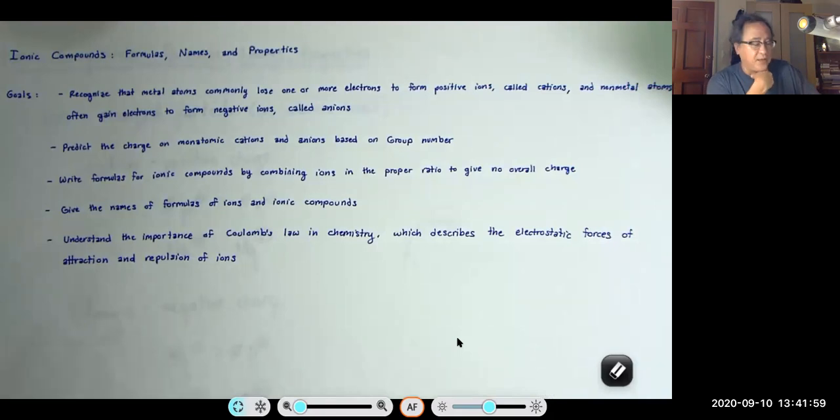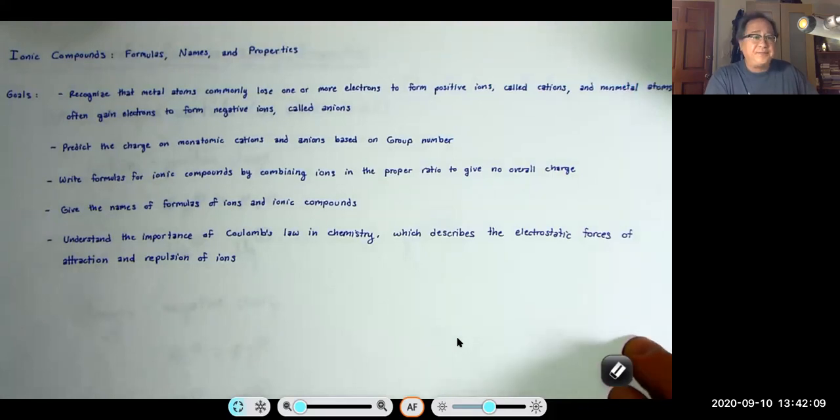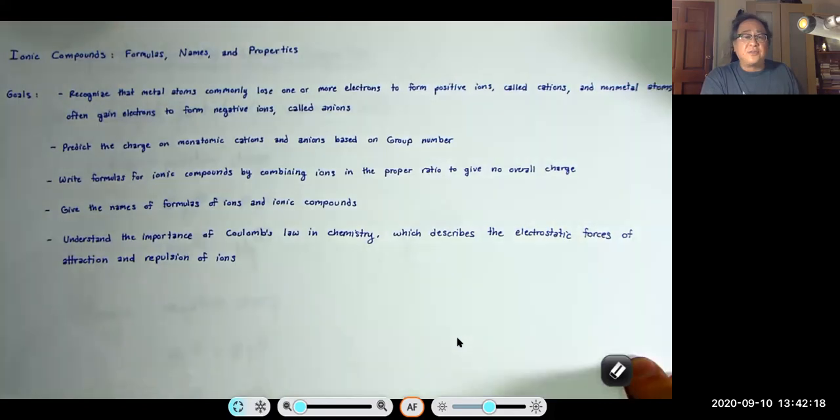So the goals here are to recognize that metal atoms commonly lose one or more electrons to form positive ions. They're called cations. And nonmetal atoms often gain electrons to form negative ions called anions. Predict a charge on monatomic cations and anions based on group number. Write formulas for ionic compounds by combining ions in a proper ratio to give no overall charge. Give the names and formulas of ions and ionic compounds, and understand the importance of Coulomb's law in chemistry, which describes the electrostatic forces of attraction and repulsion of ions.